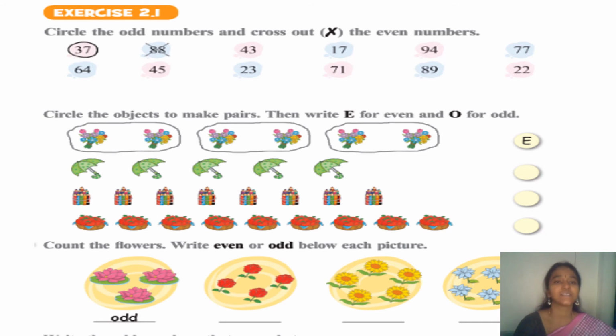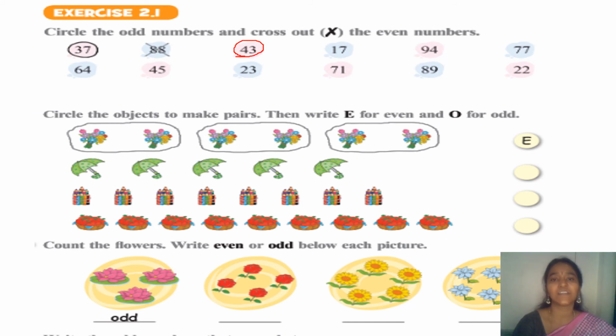Okay. See 37. 7 is odd or even? Odd. So they have circled it. 88. 8 is an even number. So they have crossed it. Next 43. 43 is even or odd? Yes, it is an odd number. So what we should do? We should circle it. So I am circling 43.